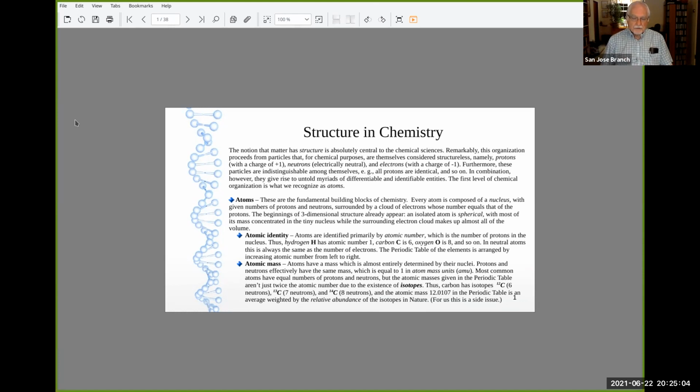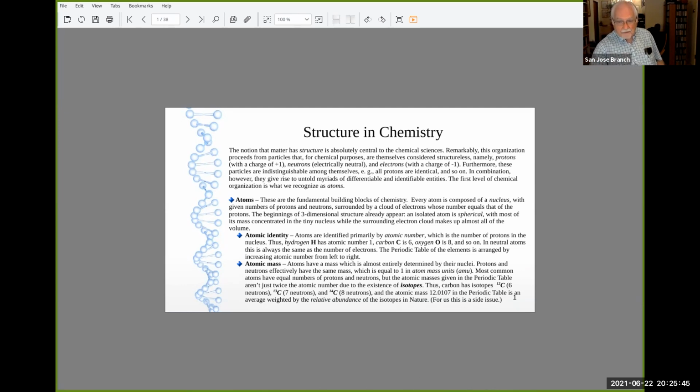When atoms are neutral, if they don't have any electrical charge, then the atomic number is the same as the number of electrons. But you can have ions, so the atomic number is not the same as the number of electrons in an ion. But in neutral atoms, yes, it's the same. Strictly speaking, the atomic number is the number of protons that the nucleus has. And the periodic table is an arrangement of elements where you're going from left to right in increasing atomic number.